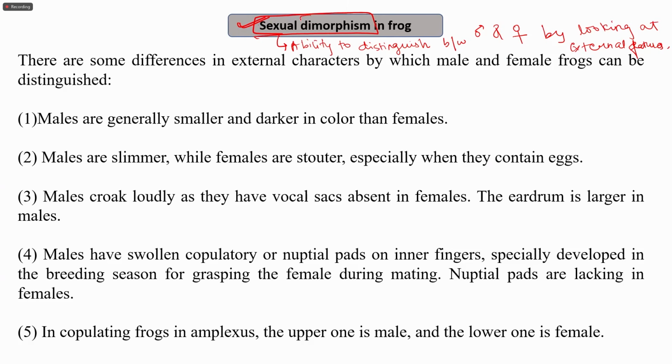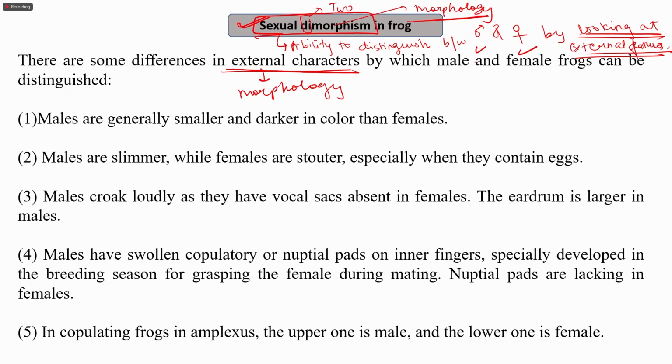Sexual dimorphism: di means two, and morphism means morphology. So when we are able to differentiate between the morphology of the two, that is the males and females, by looking at the external characteristics or external features, these differences are known as sexual dimorphism. We know external characteristics means morphology. So there are some differences in the external characteristics, the morphology, by which male and female frogs can be distinguished.